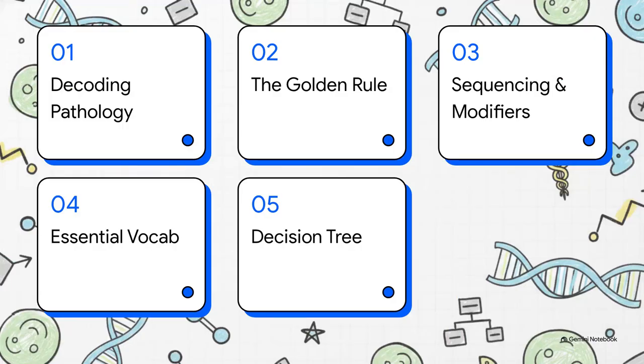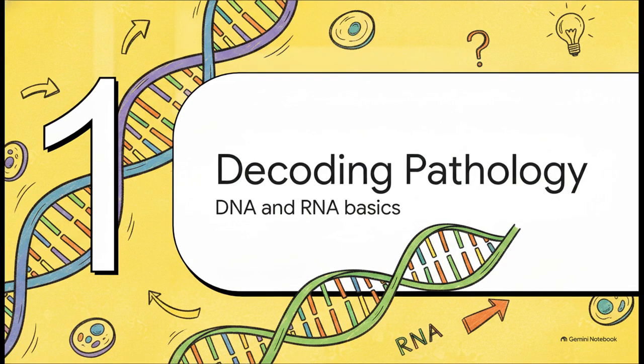So here is our game plan for today. Decoding molecular pathology, the golden rule, sequencing and modifiers, essential pathology vocabulary, and finally, the three-step decision tree. Starting right off with Section 1, Decoding Molecular Pathology, where we're getting our bearings with DNA and RNA.